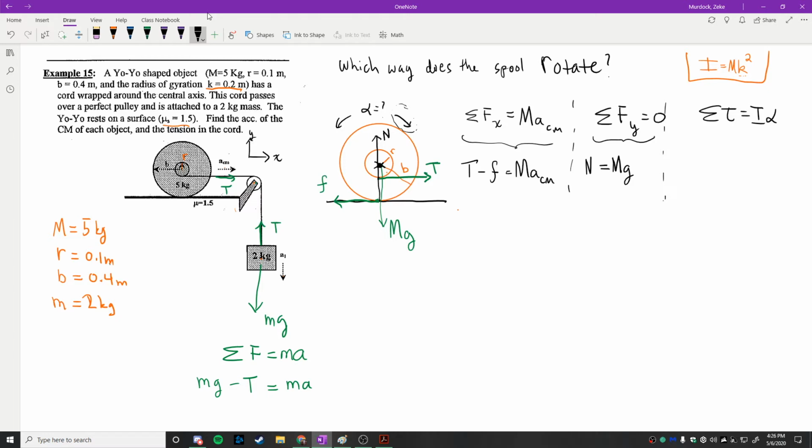I would have a torque due to F that would cause the object to roll in that same direction. That torque would be F multiplied by this distance from here to here, which is b, minus the torque due to the tension, which would be T times little r, and that should be equal to I alpha.